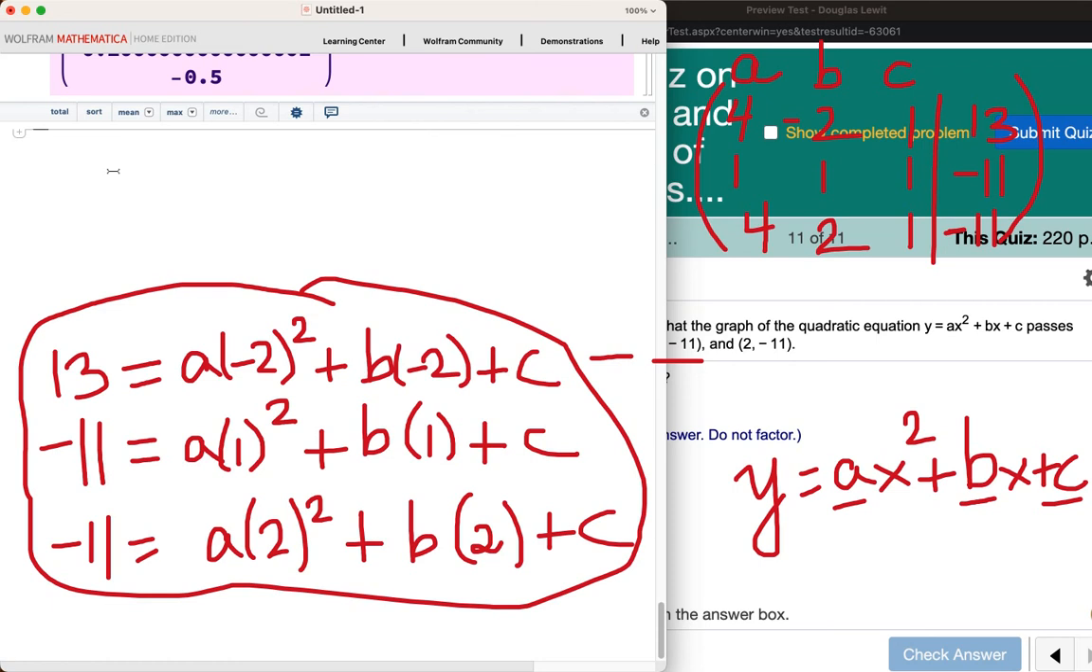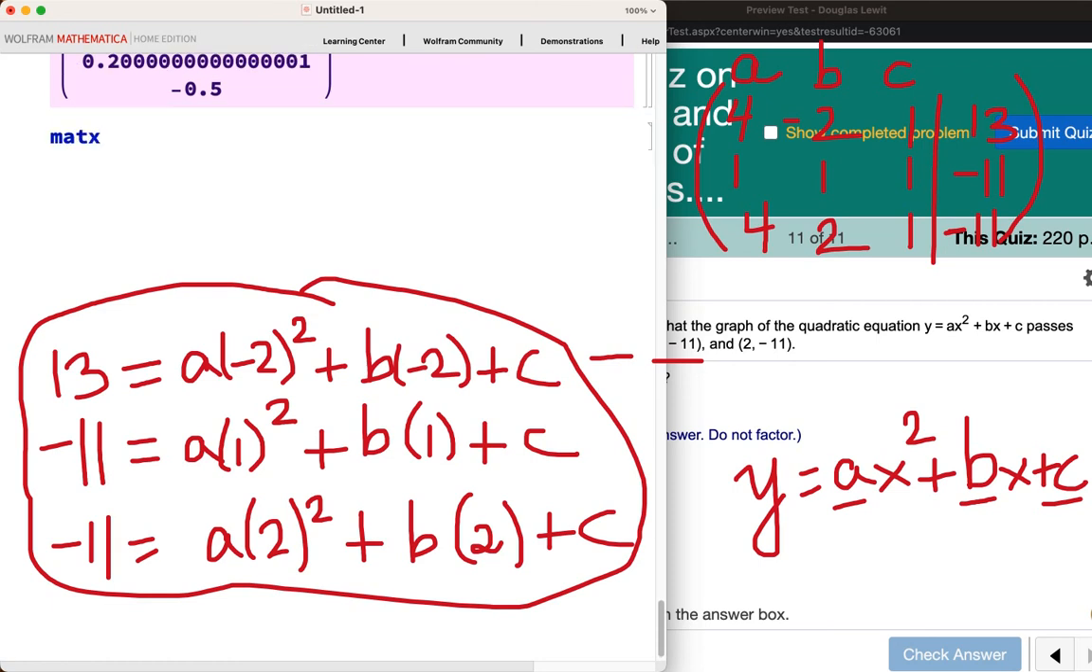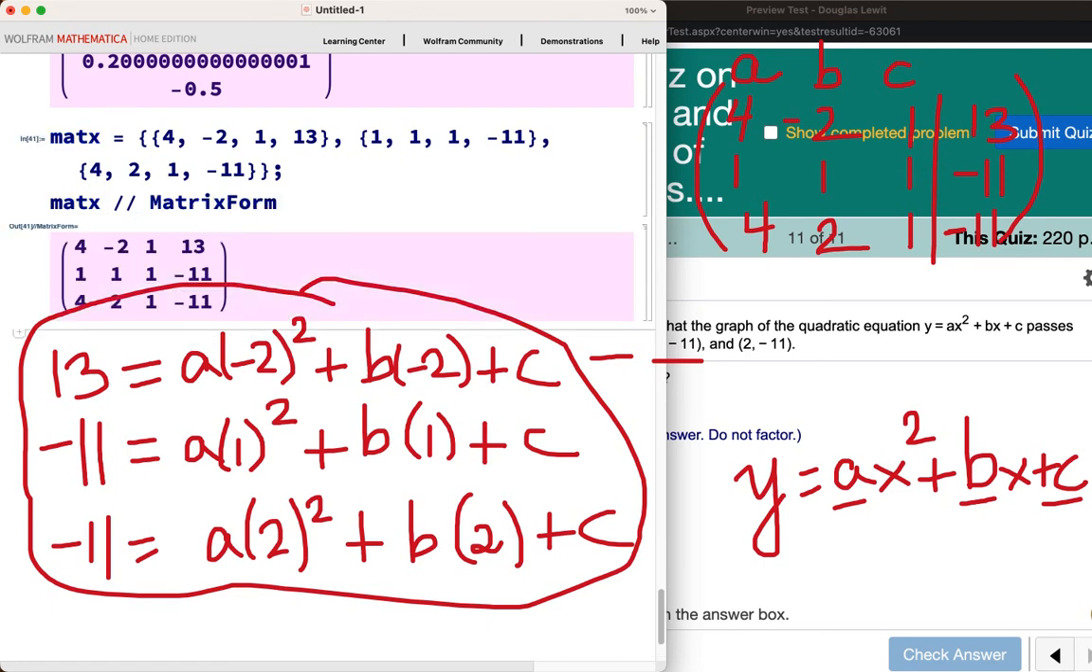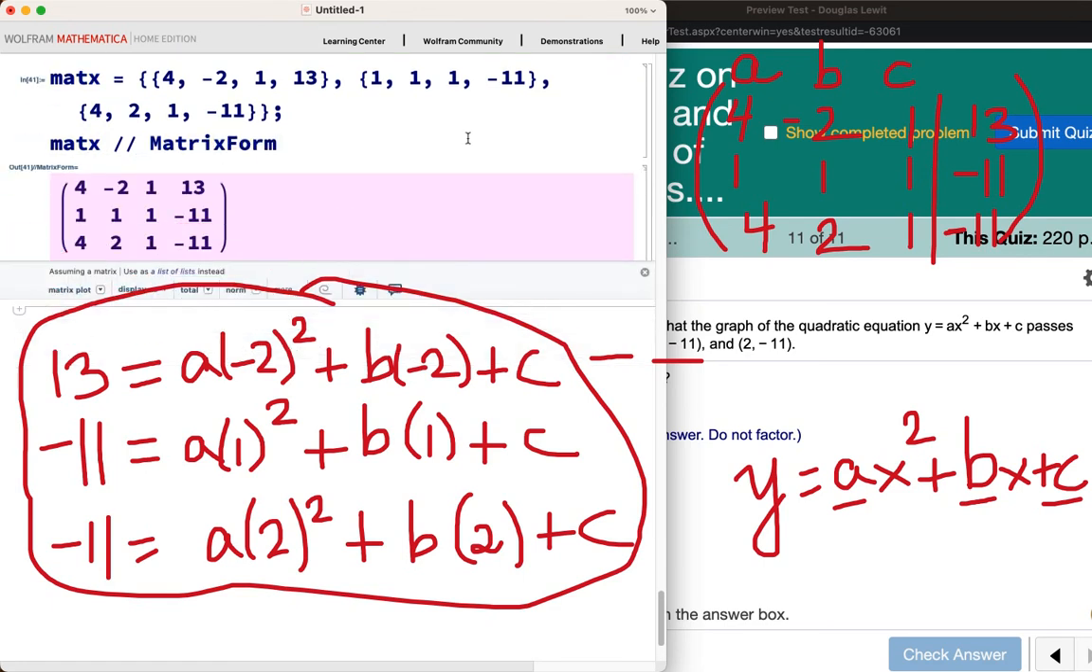So what should I call it? How about matx? Matx is equal to 4, negative 2, 1, 13, 1, 1, 1, negative 11, and then 4, 2, 1, negative 11. And let's see what that looks like. Matrix form. And let me make sure the numbers actually match. So 4, negative 2, 1, 13, 1, 1, 1, negative 11, 4, 2, 1, negative 11.